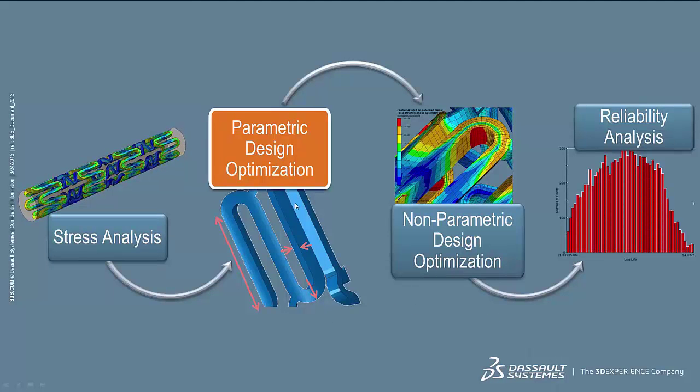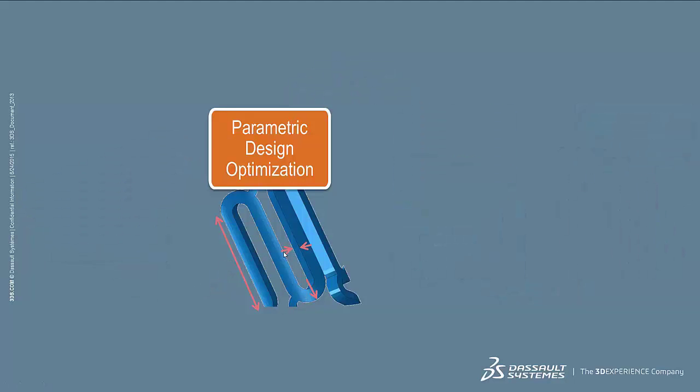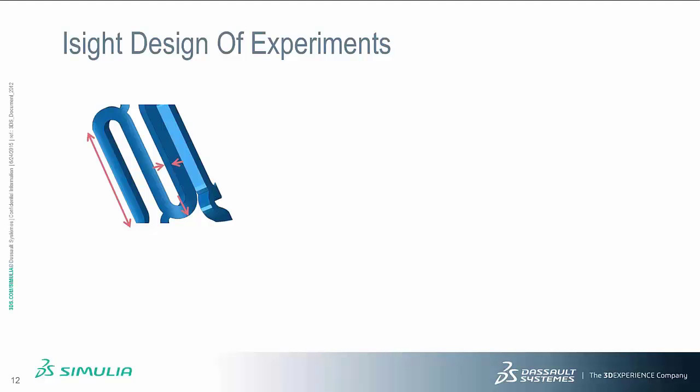So now we're next going to talk about how to optimize the shape of the stent, that is the geometric parameters of the stent, that is length and the U-shape and the thickness of the stent itself. Let's talk in a little more detail about the parametric design optimization. It was done using an Isight design of experiment.